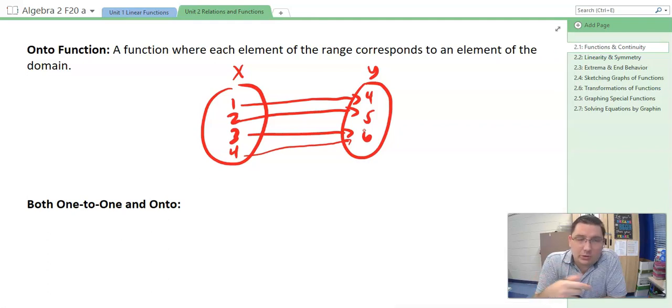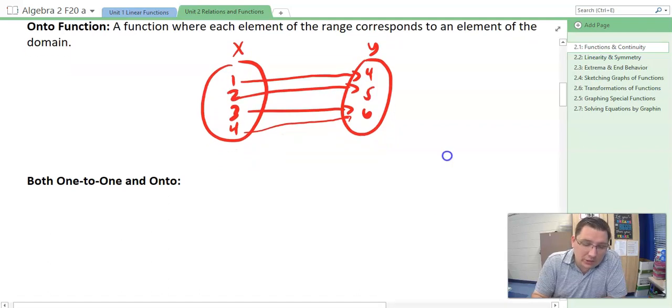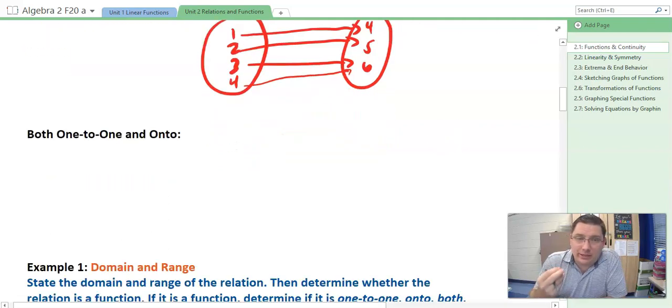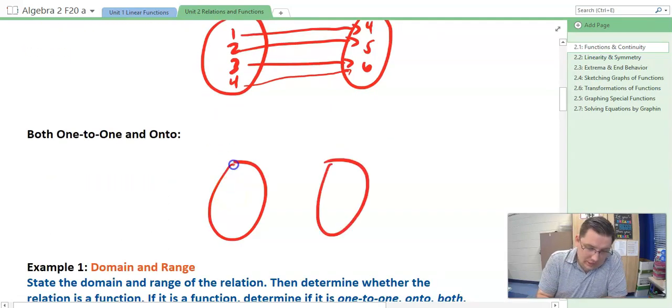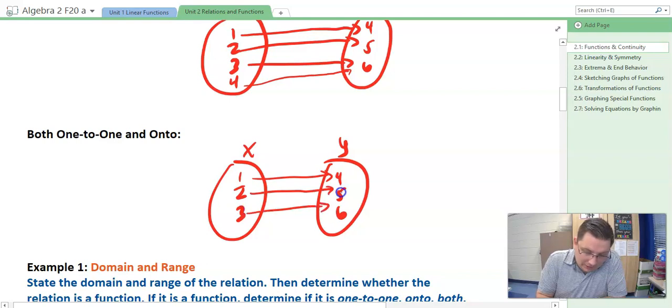Okay? And so now we're going to look at what it means to be both one-to-one and onto. And so to fit both definitions, again, we'll use our bubbles here, our x and our y. So if I've got my 1, my 2, and my 3, and my 4, my 5, and my 6, every x will have exactly one y value, and every y will be matched up with an x.